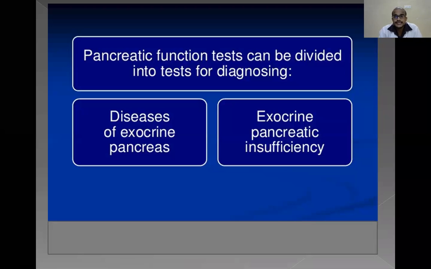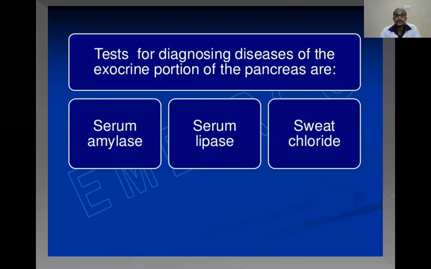So the pancreatic function test can be divided into tests for diagnosing diseases of the exocrine pancreas and exocrine pancreatic insufficiency. Okay. So endocrine function, insulin and glucagon, that is not commonly estimated in pancreatic function test, but the exocrine function of pancreas is commonly done. Okay, and it is further divided into diseases of exocrine pancreas and exocrine pancreatic insufficiency. So coming to the exocrine pancreatic test, serum amylase, serum lipase, and sweat test are done.